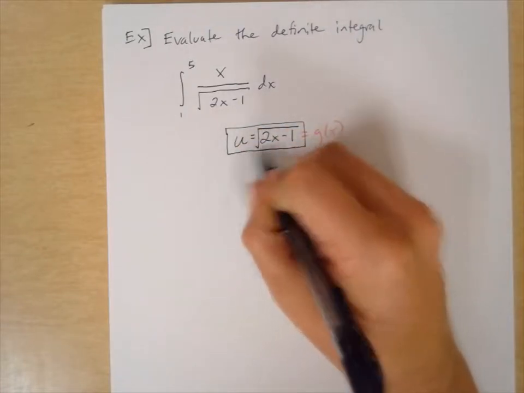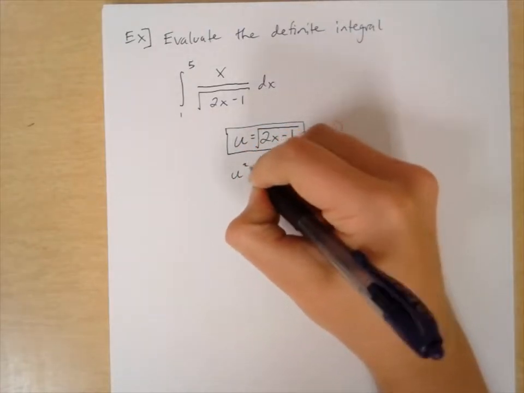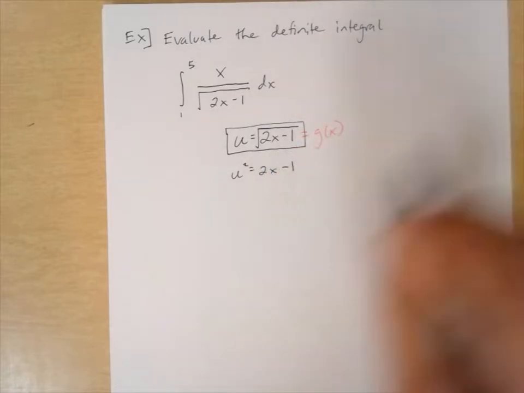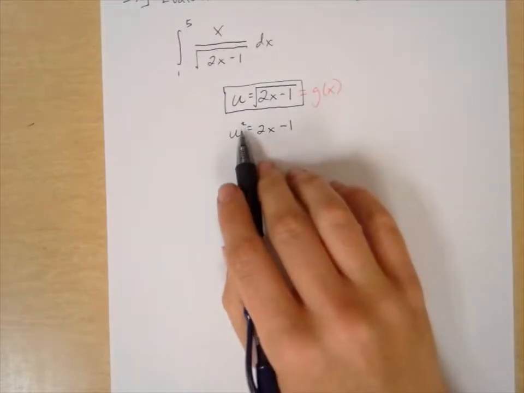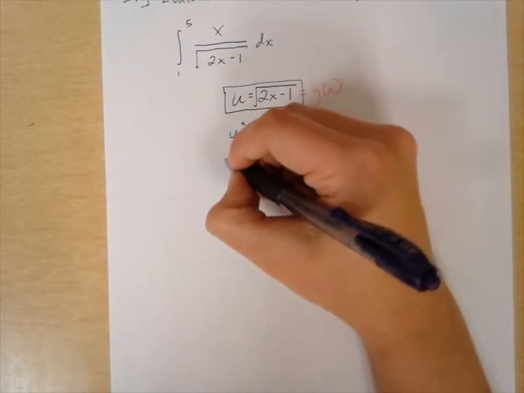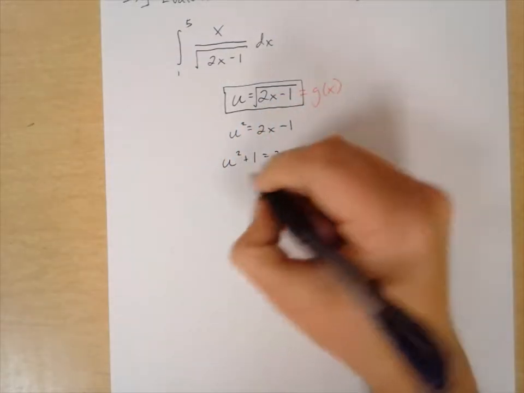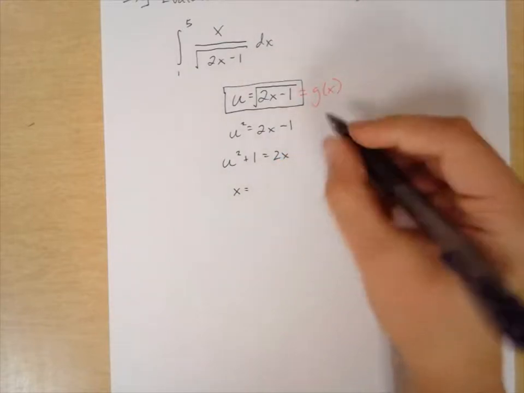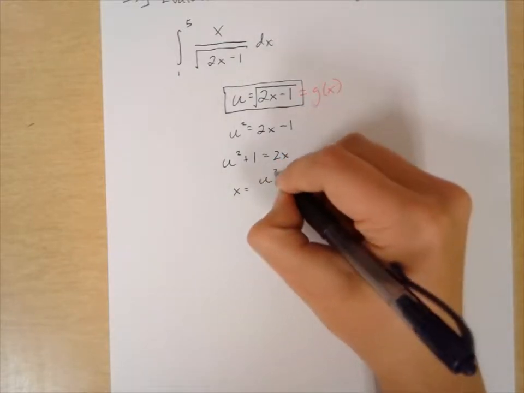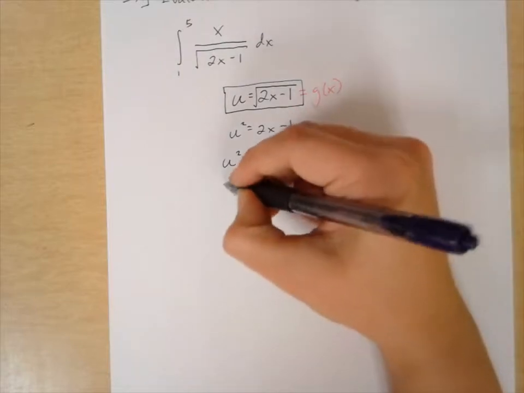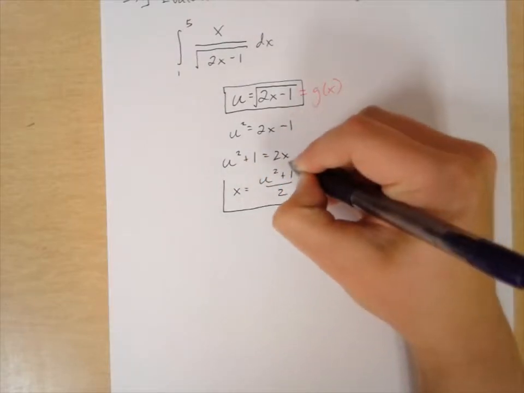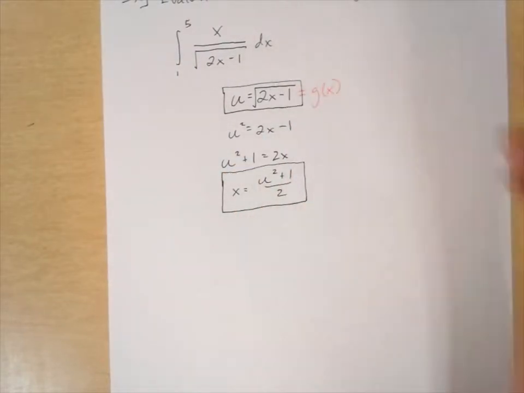If I went through solving this, I'd have to square both sides, and then I'd get 2x minus 1. And if I started to solve for x, I'd have to add 1. u squared plus 1 equals 2x. And then I would find that x equals u squared plus 1 over 2. I'm going to save that for later too, just like I did with my u up there.